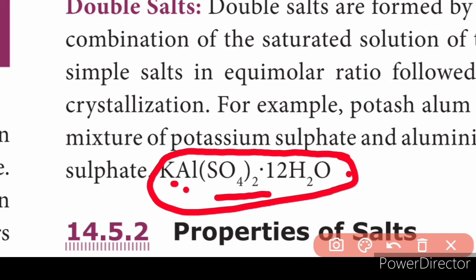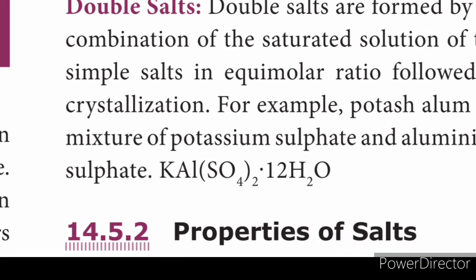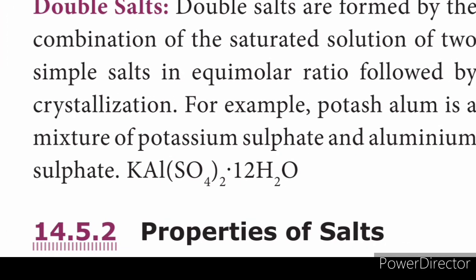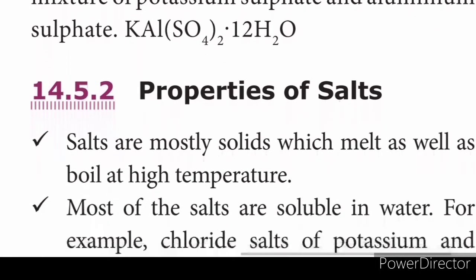So what are double salts? Double salts are formed by the combination of saturated solutions of simple salts in equimolar ratio followed by crystallization, and the example is potash alum. It is formed by the combination of potassium sulfate and aluminum sulfate, and the formula is KAl(SO4)2.12H2O. So now we will see the properties of salts.